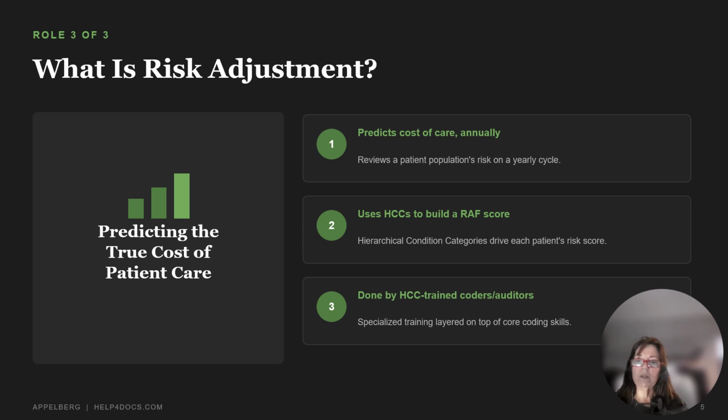The fraud risk only shows up when someone documents conditions that aren't actually supported clinically, which is exactly why compliance and auditing are a big part of this world. And this is where your CDIs come in to help with that documentation integrity.